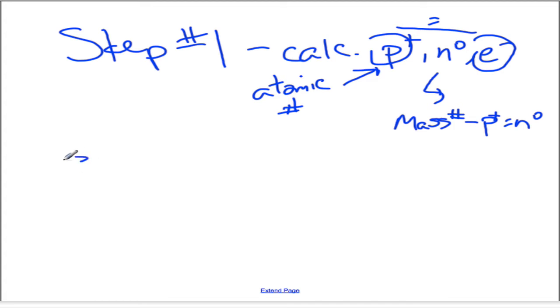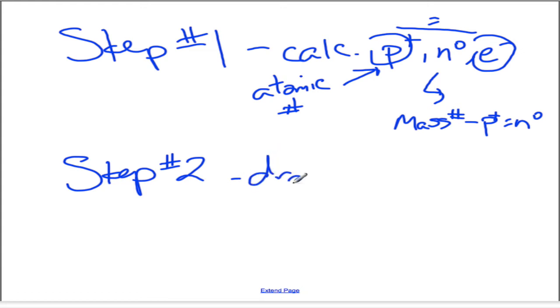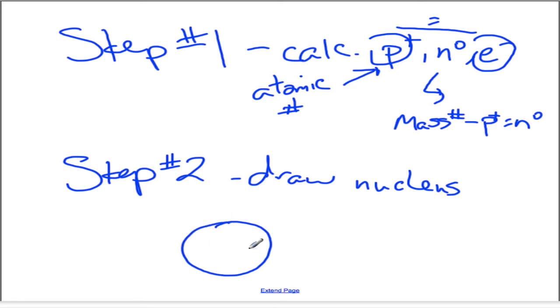Step number two is to draw the nucleus. With the nucleus, it's important that you remember what goes in there. Here's my nucleus for whatever atom I'm drawing, and I need to write down the protons. Give me the number of protons in there, and then give me the neutrons, because both protons and neutrons are found in the nucleus of the atom. It makes up the majority of the mass of the atom. Step number two, just remember what all goes in the nucleus, and you'll be just fine.